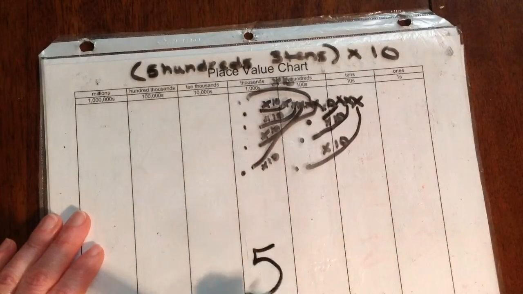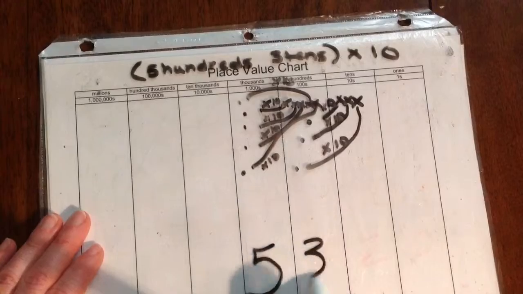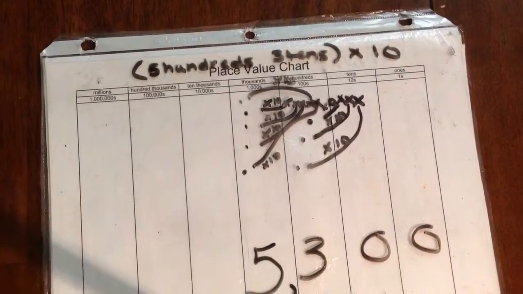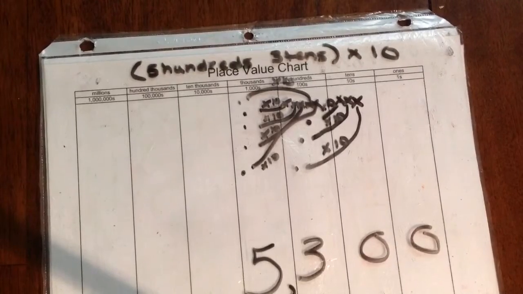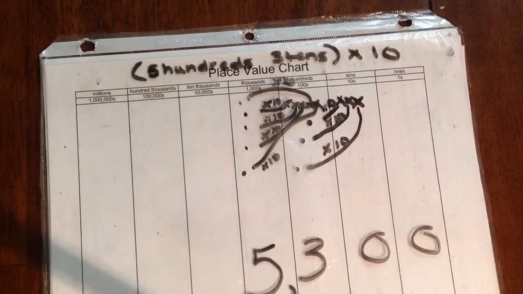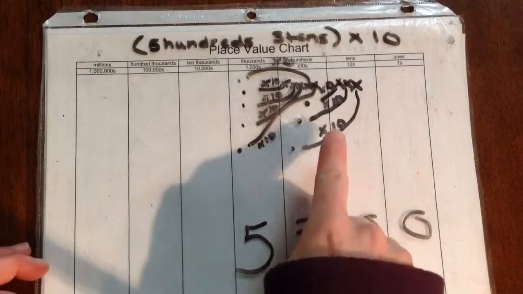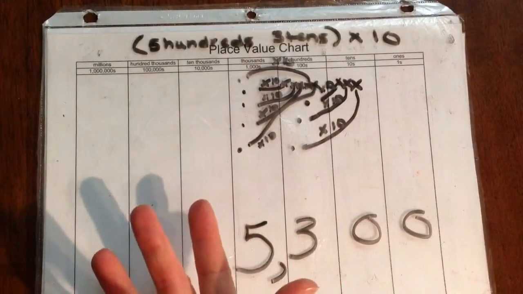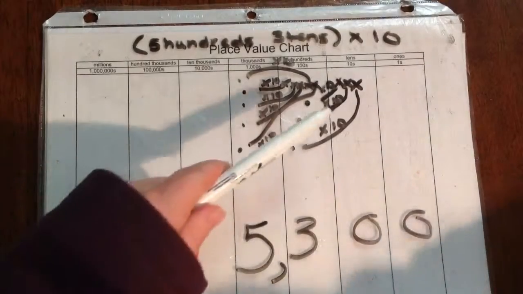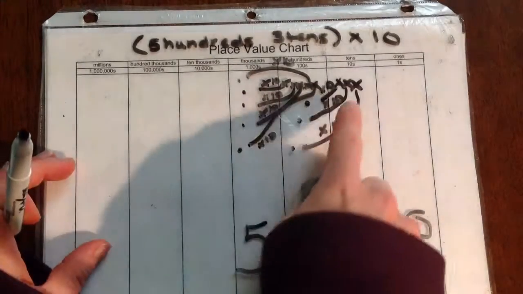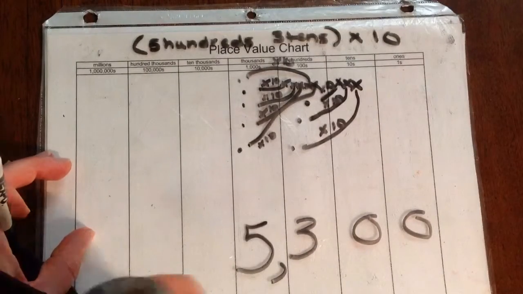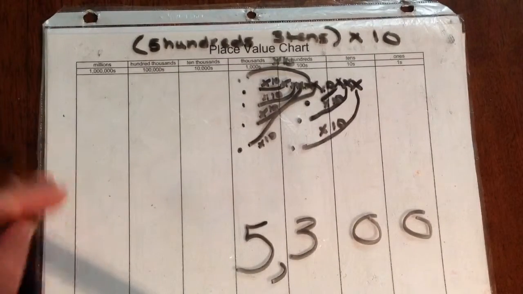5 thousands, 1, 2, 3 hundreds, 0 tens, 0 ones, 1, 2, 3, comma, 5,300. So as you can see, there's definitely a difference between multiplying by 10 and just adding them up. When you're just adding them up, then you don't have to move that times 10 over because we're not multiplying, we're just adding our pieces and bundling where we need to. All right, good luck.